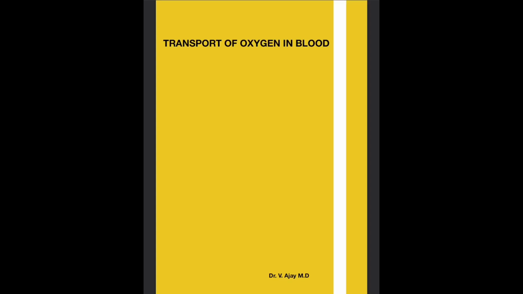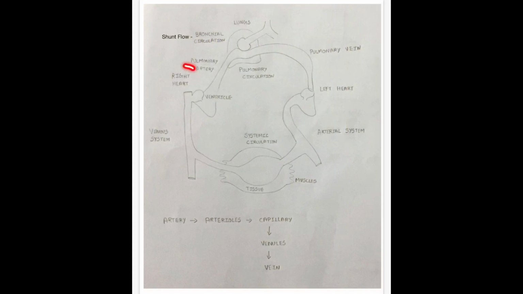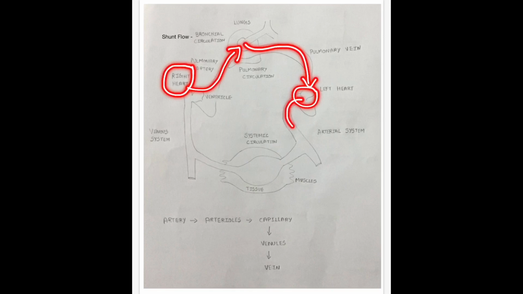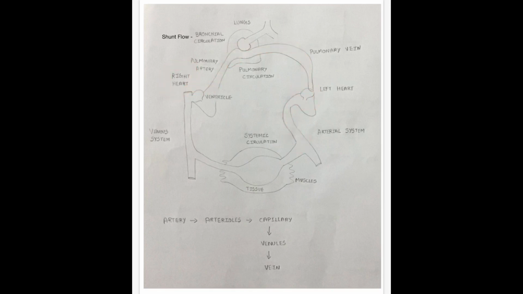Today's topic is transport of oxygen in blood. So the blood is transported from the right heart to the lungs, from the lungs to the left heart, and from the left heart to the rest of the body. The right heart carries the deoxygenated blood. In deoxygenated blood, there is more carbon dioxide and less oxygen. In oxygenated blood, the blood contains more oxygen and less carbon dioxide.